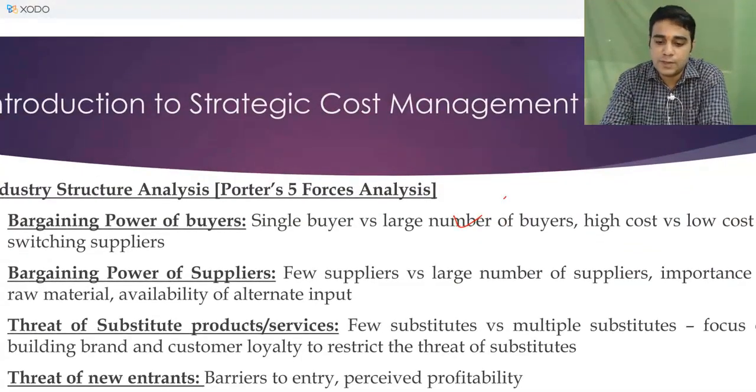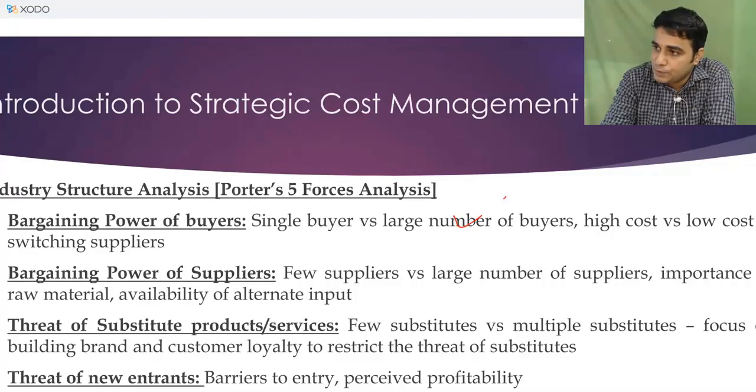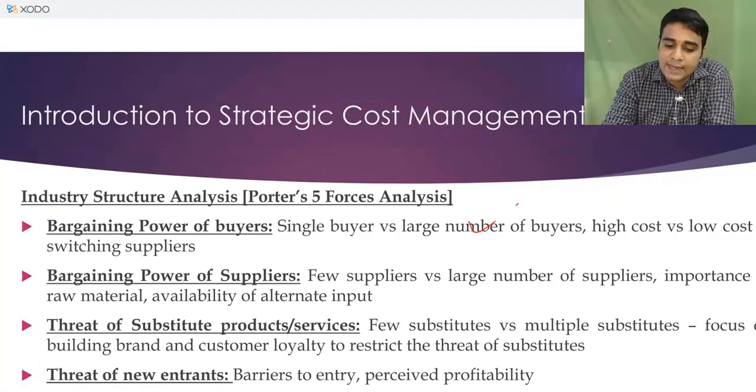Few substitutes versus multiple substitutes. Focus on building brand and customer loyalty to restrict the threat of substitutes. The threat is because of only one thing, few versus multiple. They are saying you try to build brand and customer loyalty, and all this is okay, but in a practical world price does play a part. There are certain products where you don't want to compromise on the brand, and there are certain products where you may want to compromise on the brand.